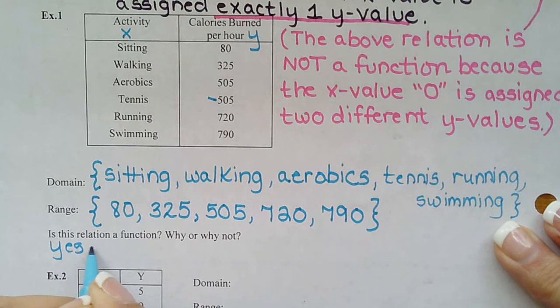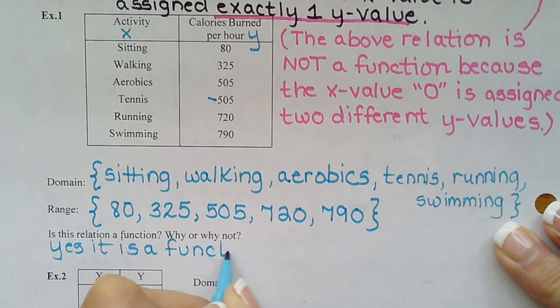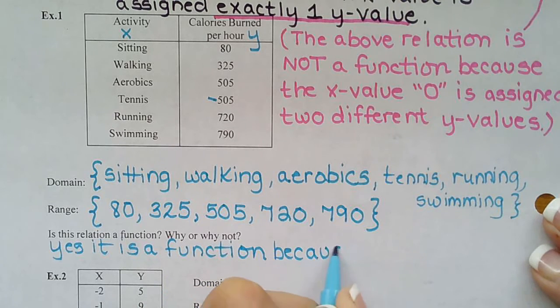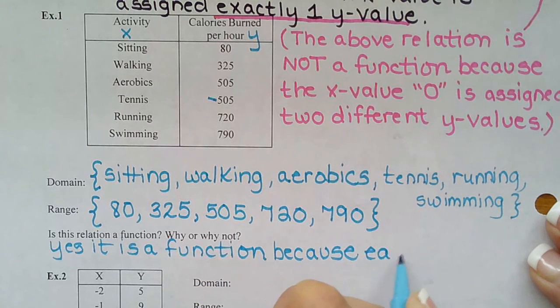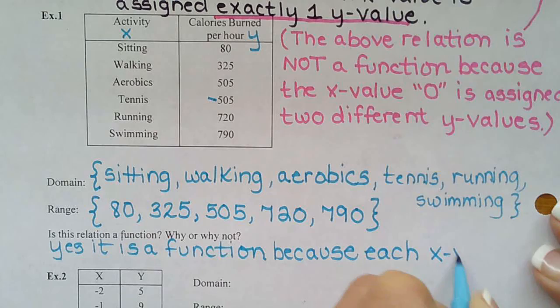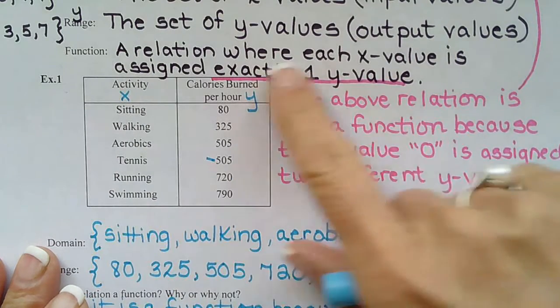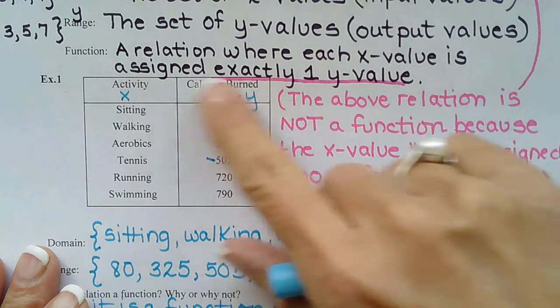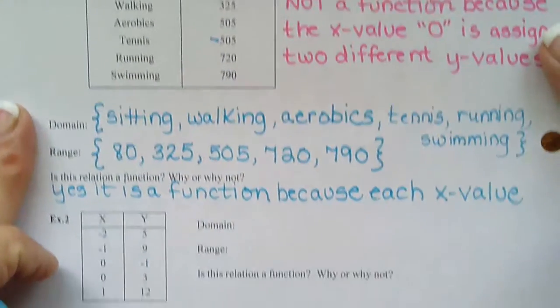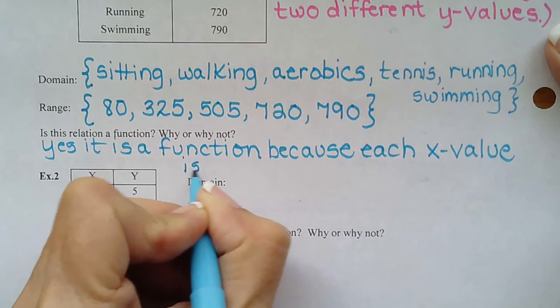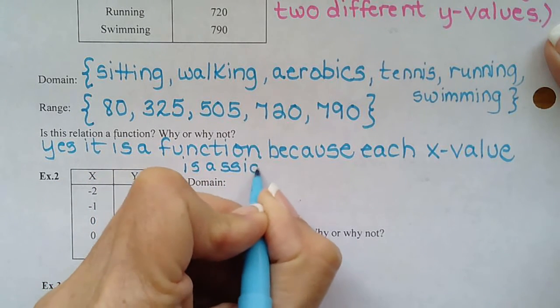Yes, it is a function. And remember, this is what you have to be able to write out on the test in full sentences. It is a function. Why or why not? Because each X is assigned exactly one Y value. So basically, I'm just reiterating what we wrote up here. Each X value is assigned exactly one Y value. So that's what I'm going to be writing here. So yes, it is a function because each X value is assigned exactly one Y value.